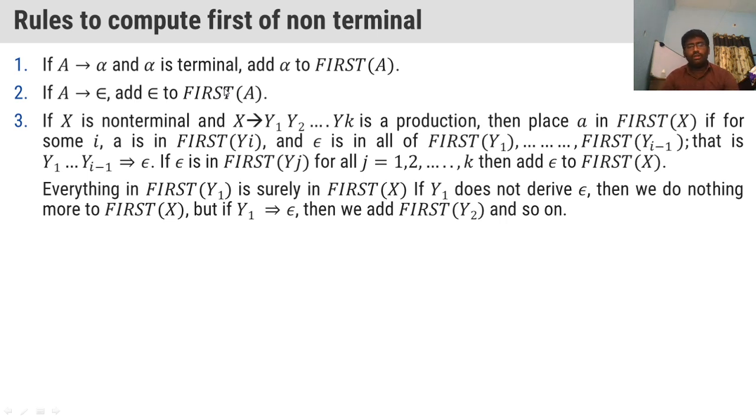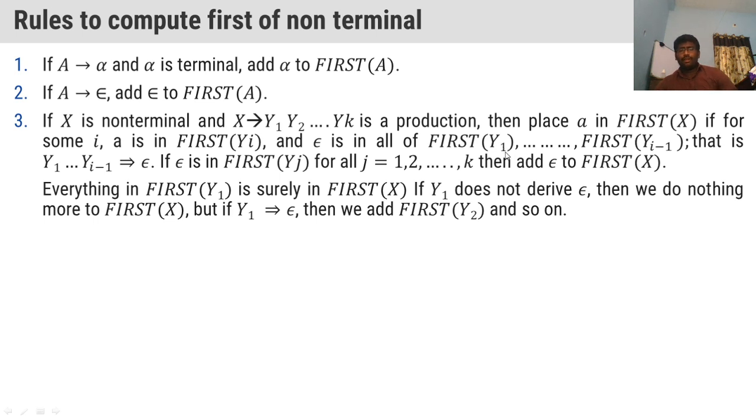Then our third rule, a very important rule. Suppose the production is in the form of X implies Y1, Y2 and so on up to Yk. What we need to do is find the first set for Y1. Actually, we are finding the first set for X. So if non-terminals are present on the right hand side, you find the first set of Y1.